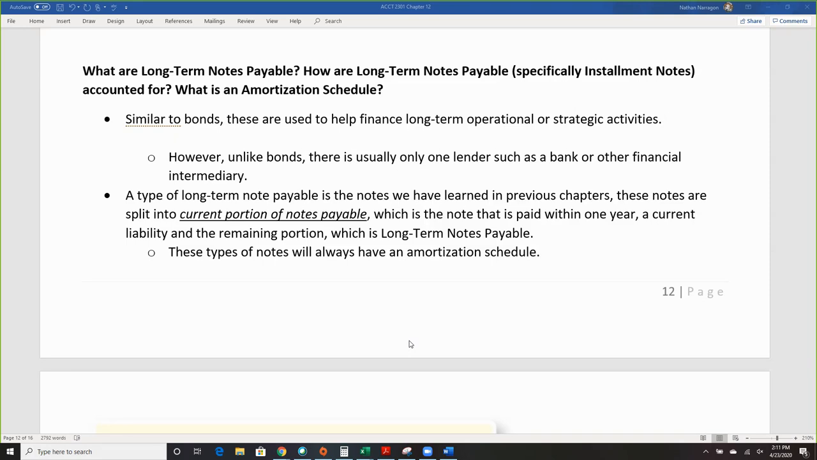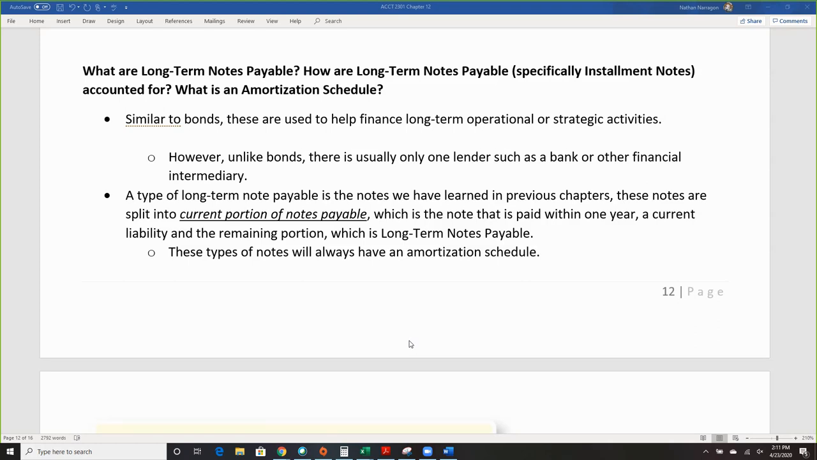Now, if it's like the notes that we've done in previous chapters, which we've gone over a little bit, if the schedule did not fit the short-term liabilities, but basically a note payable, a regular loan.